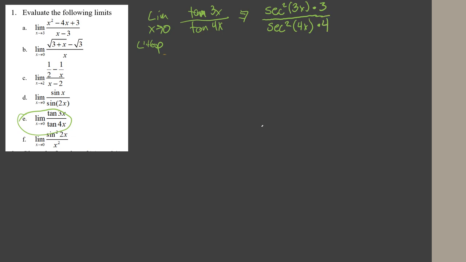There we go. Now, if we use direct substitution, we have secant squared of 0 for both the top and the bottom. And we have secant is 1 over cosine. And the cosine of 0 is 1. So we end up with 1 over 1 squared, or just 1. So we're multiplying 3 times 1 and 4 times 1 to get the answer of 3/4.